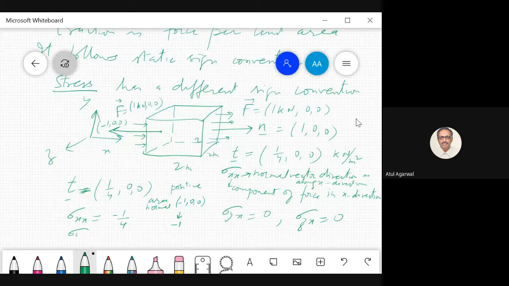And what is your sigma yx? In this case, it is 0. So that won't show up. Negative sign will not show up. Any problem with this? No, sir.